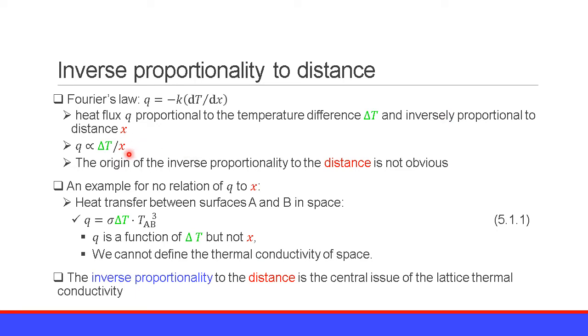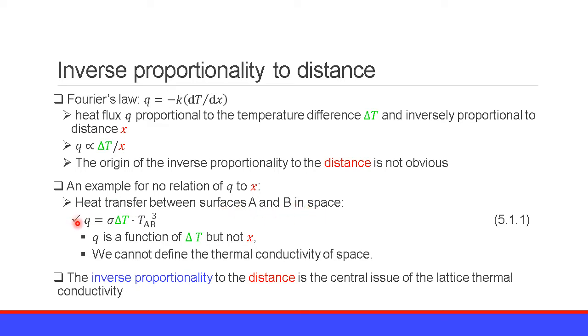The reason for the proportionality of the heat flux to the temperature difference is easy to understand. However, the origin of the inverse proportionality to the distance is not obvious. The reason is clear by remembering the heat transfer in space. We already discussed the heat transfer between surface A and surface B in space.